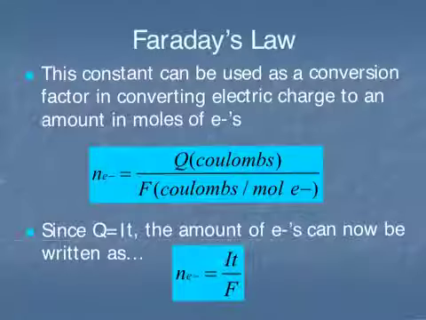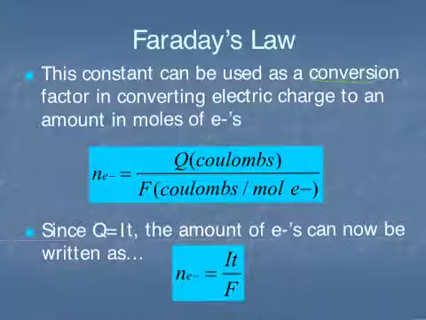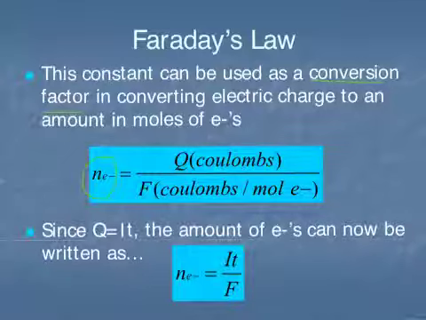So again, the Faraday constant can be used as a conversion factor to convert electric charge that we can measure to the moles of electrons. And the way we do this is using this formula. Moles of electrons equals the quantity of charge, the coulombs, divided by Faraday's constant. So n equals Q divided by F.